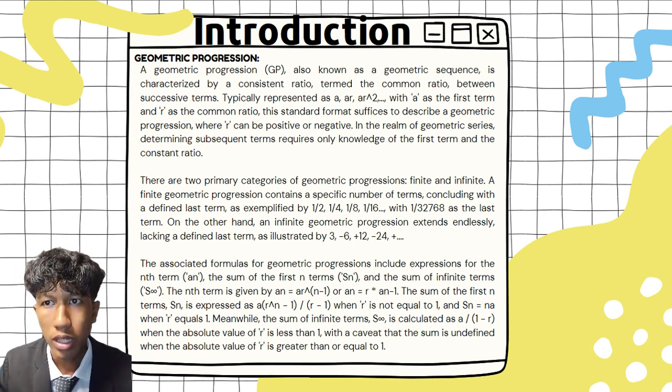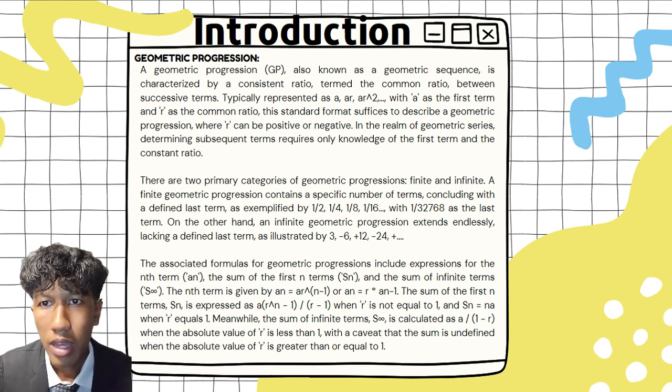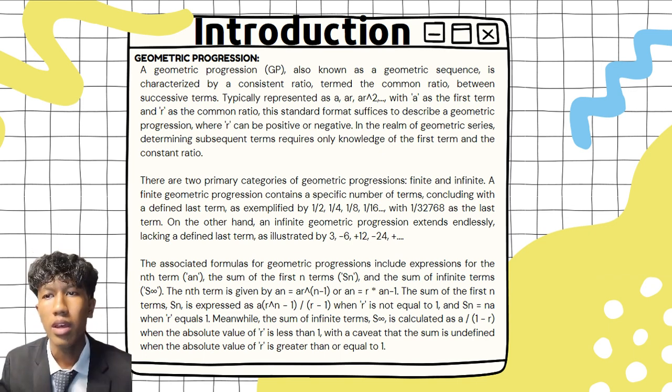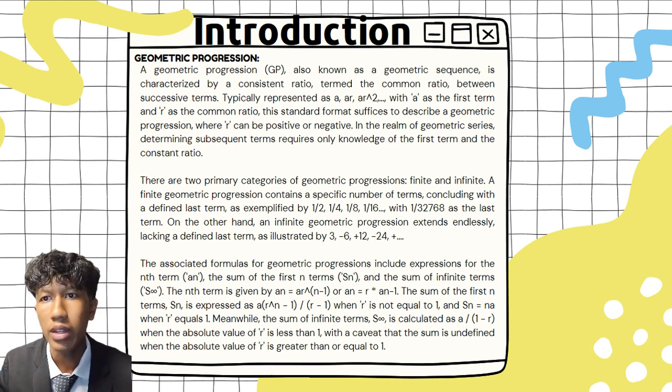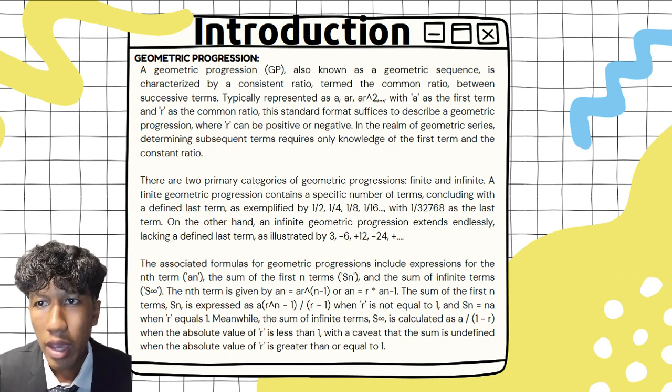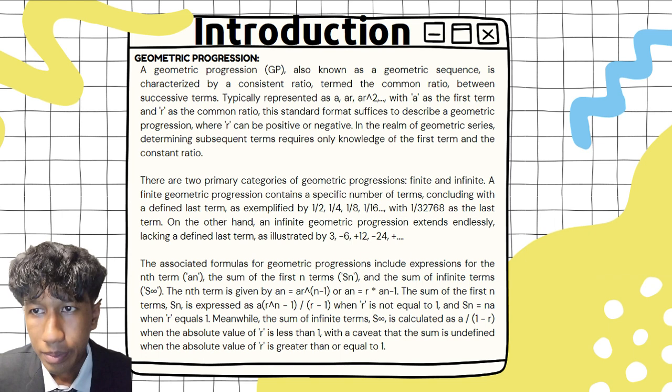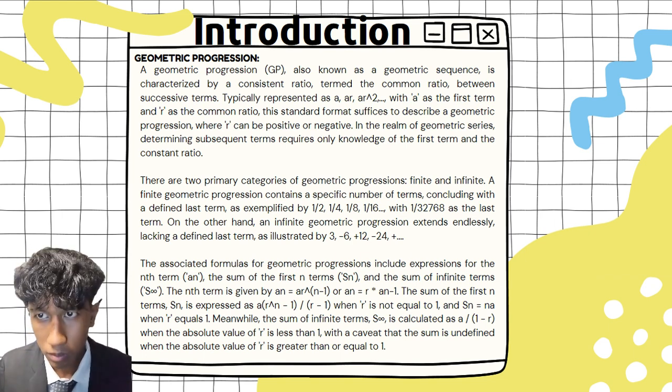The formulas associated with geometric progression include expressions for the nth term, an, the sum of the first n terms, Sn, and the sum of infinite terms, S infinity. The nth term can be found using an equals ar power of, in the bracket, n minus 1, or an equals r times an minus 1.